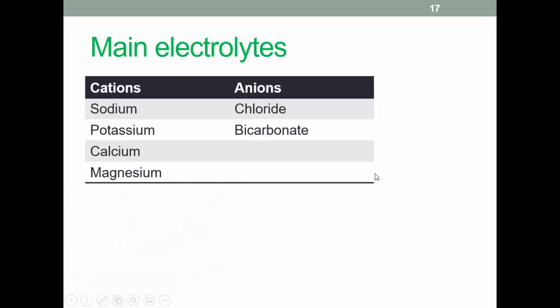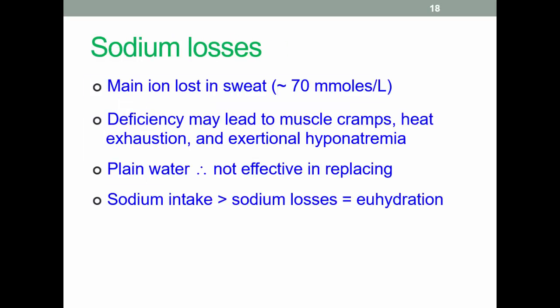These are the main electrolytes from the point of view of biochemistry, in particular sports, presented as lists of cations and anions. Remember, cations have a positive charge, anions have a negative charge. Sodium is a main ion lost in sweat. Again, sometimes referred to as an electrolyte. And its deficiency leads to a number of issues which will affect sporting performance as well as general health.